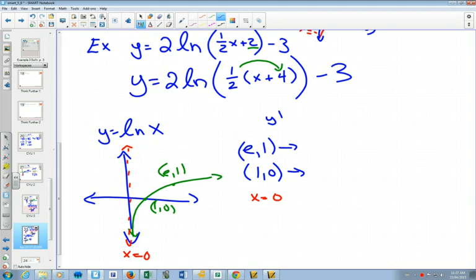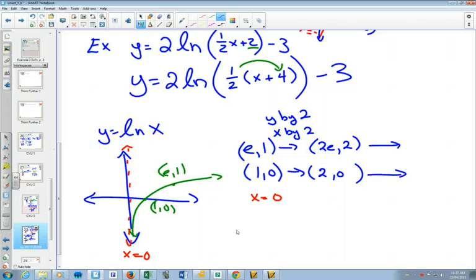So I know that I'm going to have to multiply y by 2. I'm also going to have to multiply x by 2. So 2 times e would be 2e, and 1 times 2 would be 2.